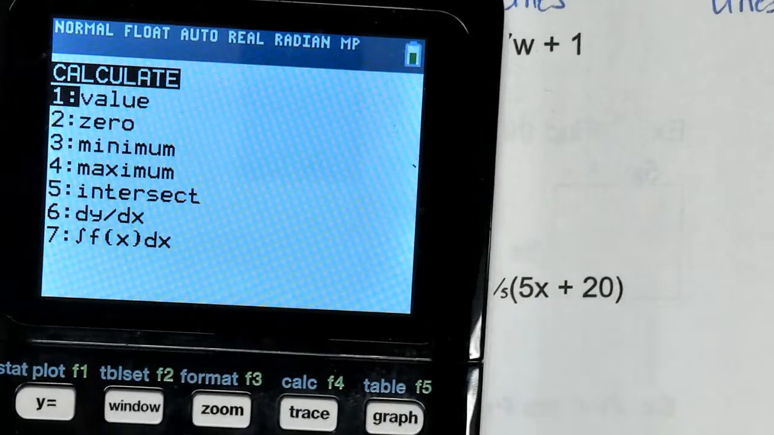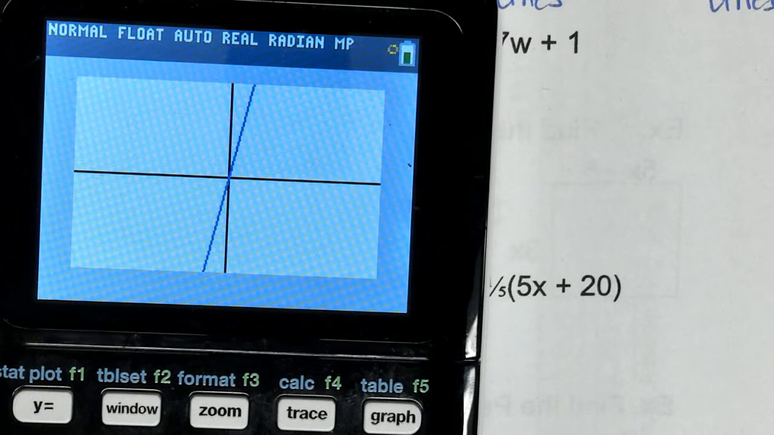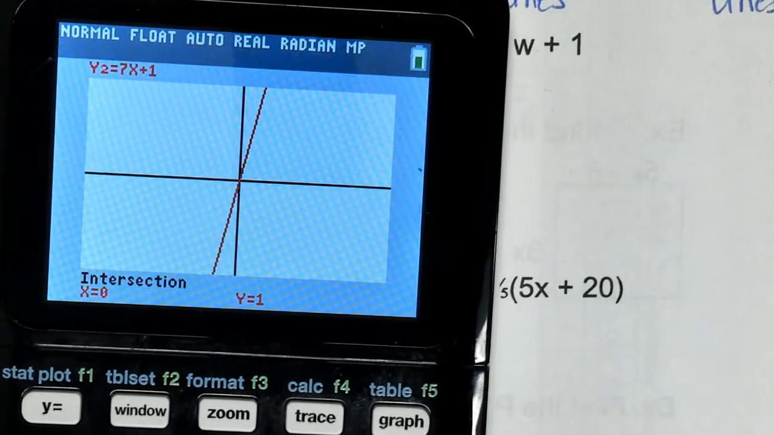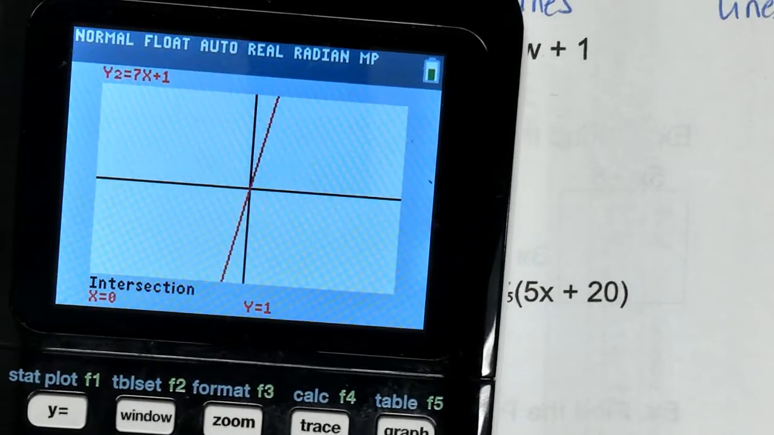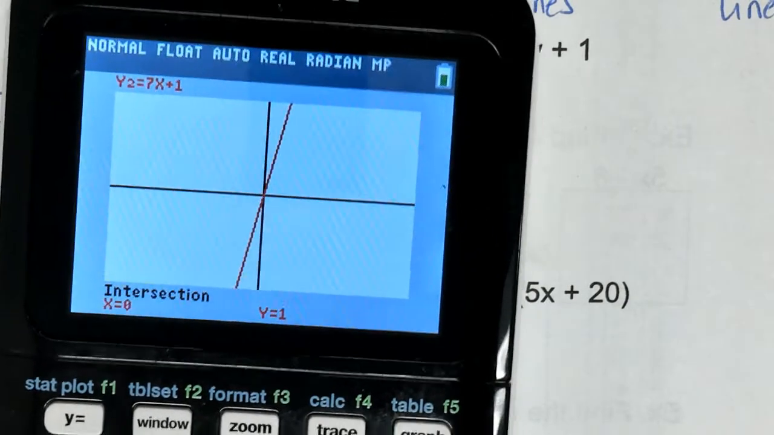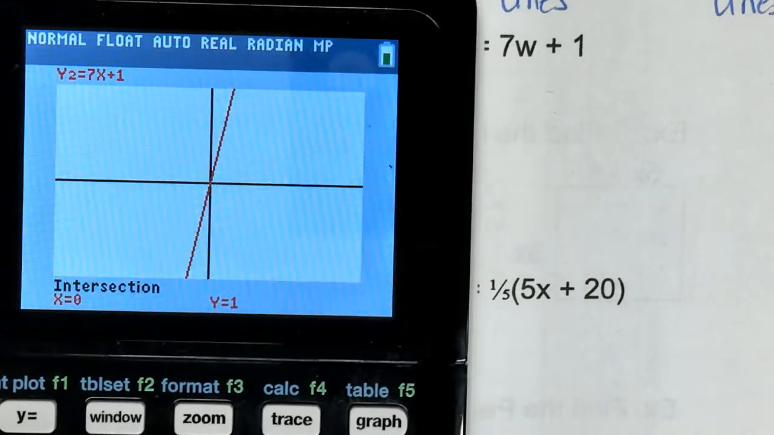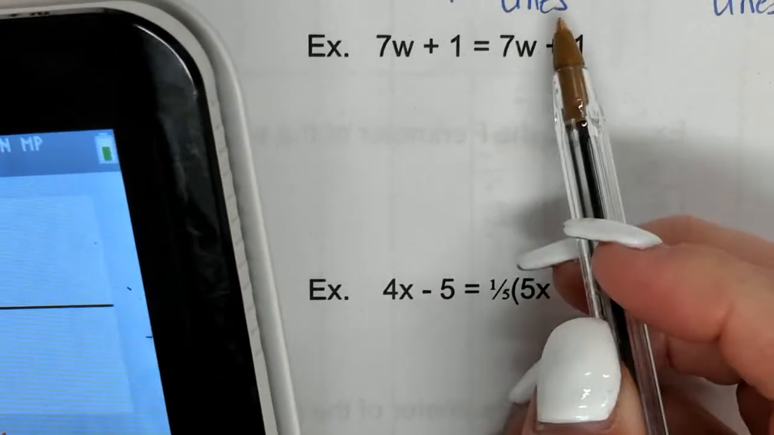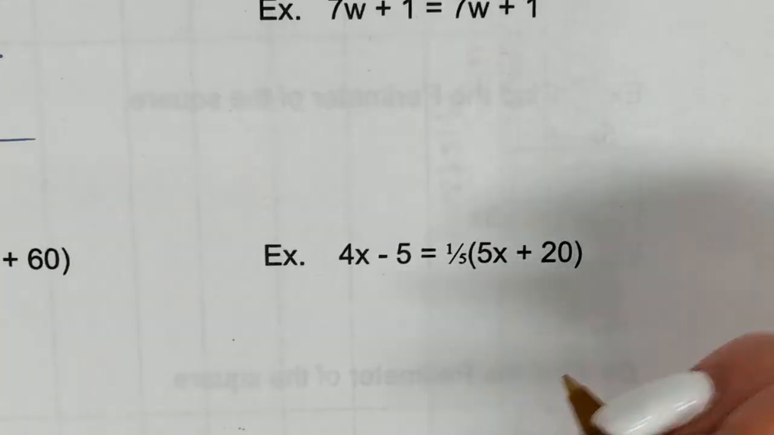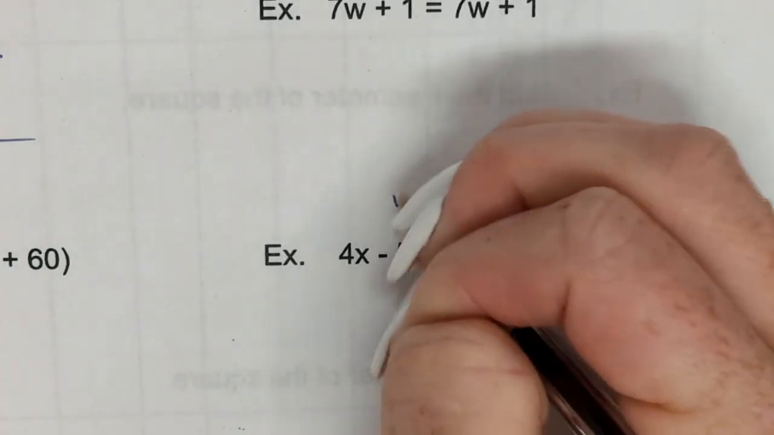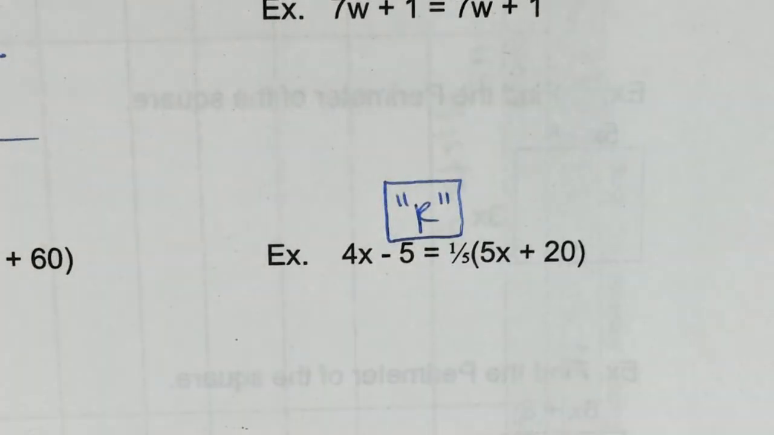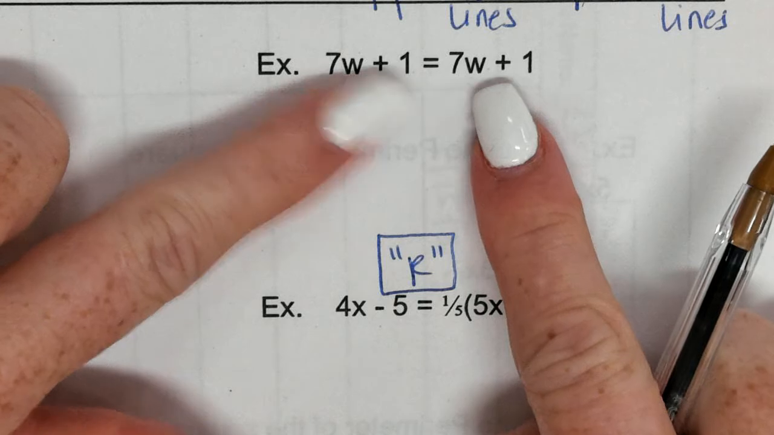If I hit second trace option 5, you're going to notice when it graphs it, it's the same line on top of the other. The intersection, they're like, well, there's one intersection here, it's 0. And that's true. There is an intersection at 0, but we know better. There's an intersection everywhere because they are the exact same line, yes? So my answer is going to be all real numbers. The calculator will not give you that. So you had to notice that they are the exact same.